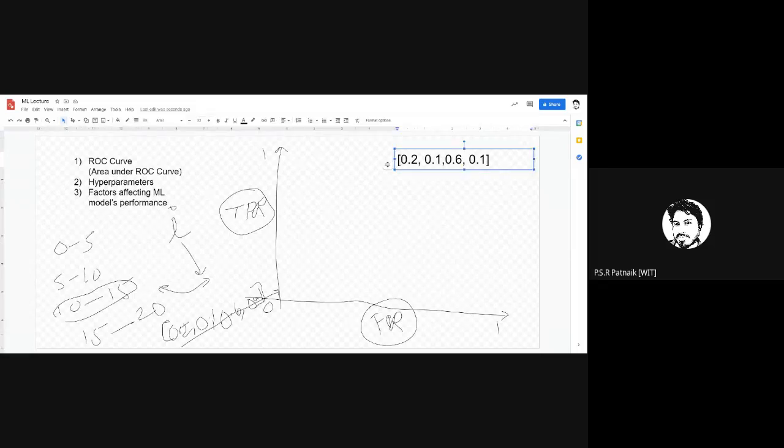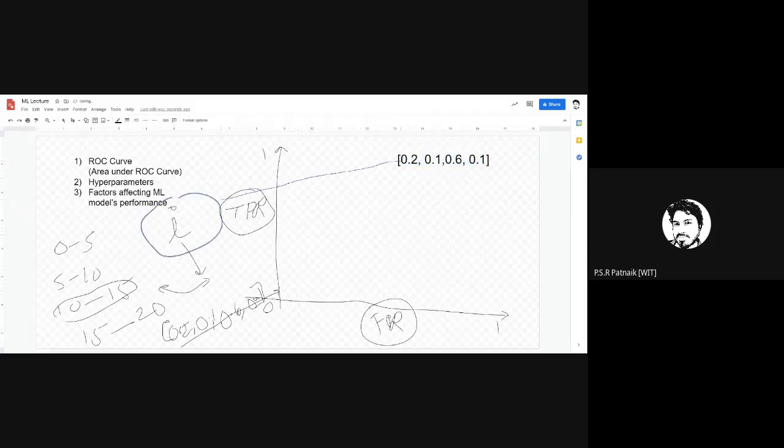So what these values denote is probability, or we can call it likelihood. Whenever a classifier model runs and gives an output, it gives a set of values which indicate probability. The probability that this instance I belongs to class 1 is 0.2. The probability that this I belongs to class 2 is 0.1. The probability that the instance belongs to class 3 is 0.6. This is what I was talking about. The probability that I belongs to class 4 is 0.1.